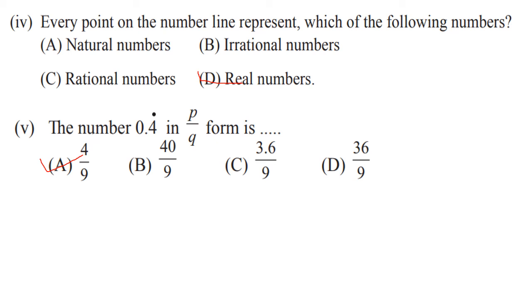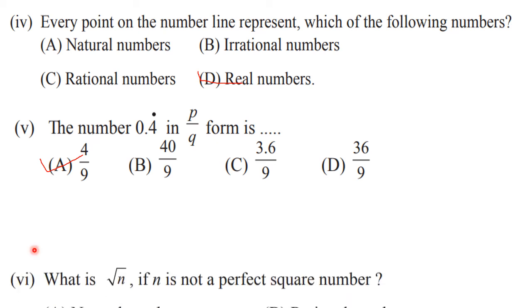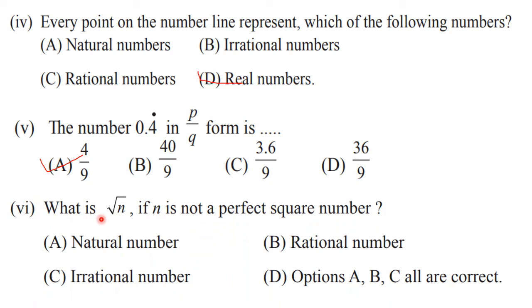towards the next question. What is the square root of n if n is not a perfect square number? So if n is not a perfect square, then the square root of n is going to become an irrational number.